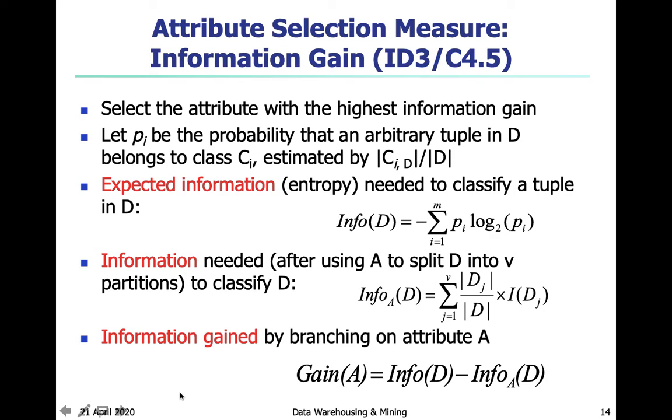The tree node created for partition D is labeled with the splitting criteria, and branches are grown from each outcome of the criteria, and the tuples are partitioned accordingly. There are three popular attribute selection measures: information gain, gain ratio, and the Gini index.